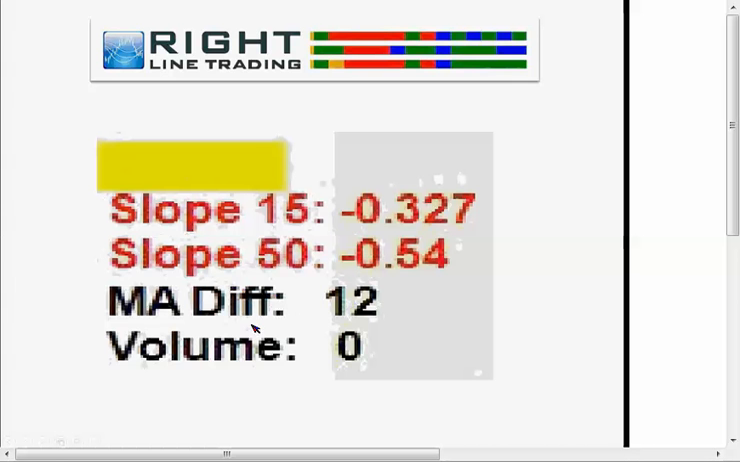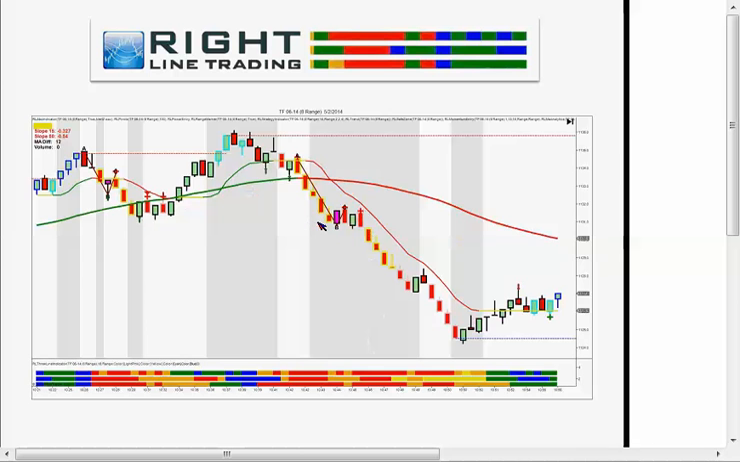So that's what the MA diff is. This is just total volume of contracts traded. We don't really use the slope of the 50 much, and occasionally the slope of the 15. That's just really a nuance. I could show you that at some other time.